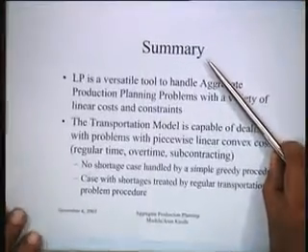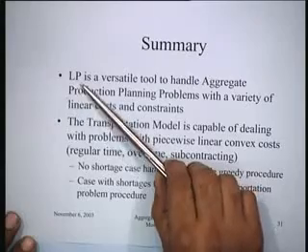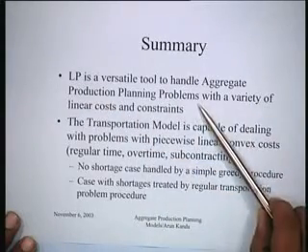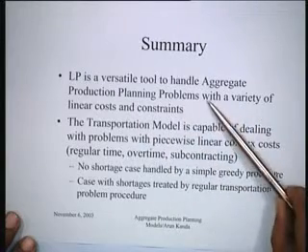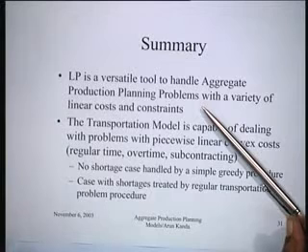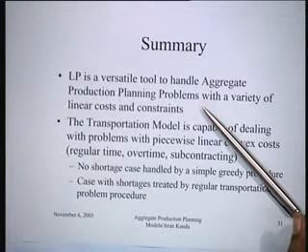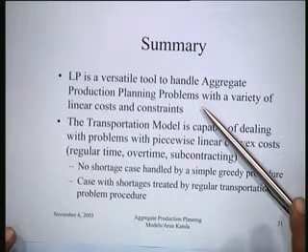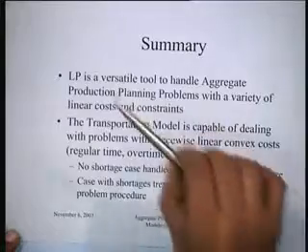Basically, we have shown that linear programming is a versatile tool to handle aggregate production planning problems with a variety of linear costs and constraints. In fact, we took up an LP formulation of one particular situation where we set up the LP objective function and also the LP constraints. So something like that can be set up for a variety of problems, and you can vary the type of production costs and so on. So it's a very versatile tool in that sense.